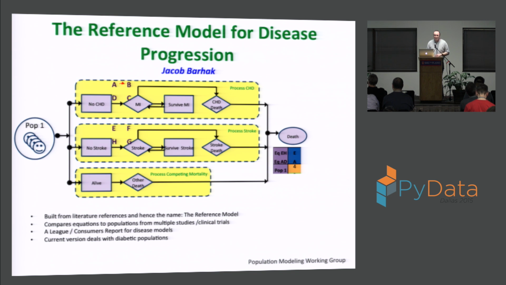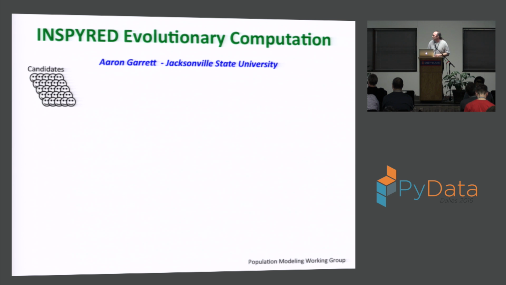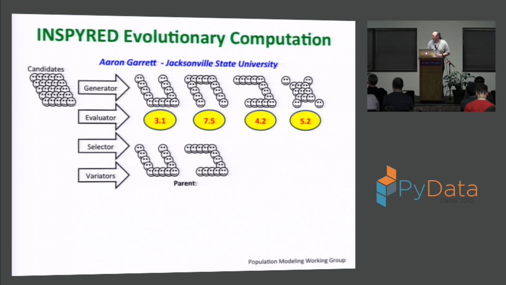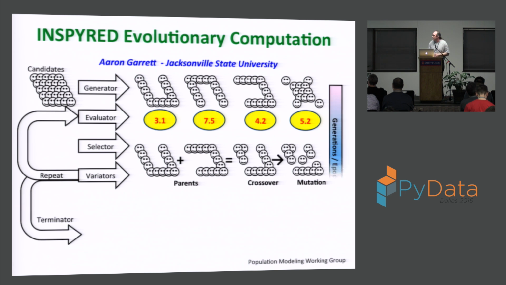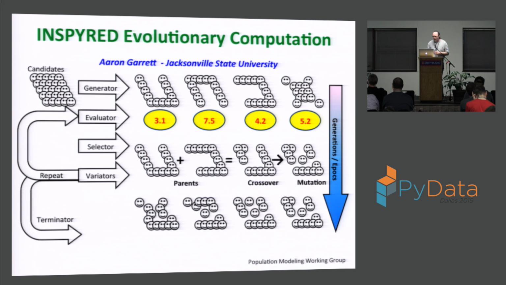Again, disease, this one is a chronic disease. You can find this, last year I presented it. This is actually a Python library. Also, they do evolutionary computation. You can download it and see what it does. Basically, genetic algorithms, also could fall under population modeling.